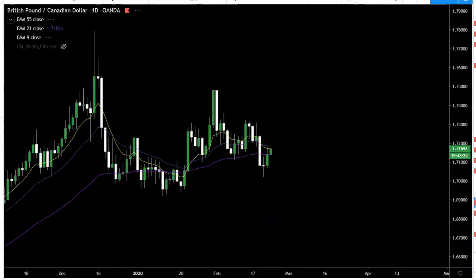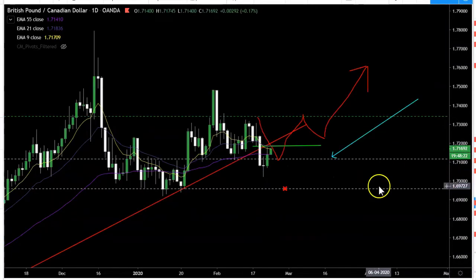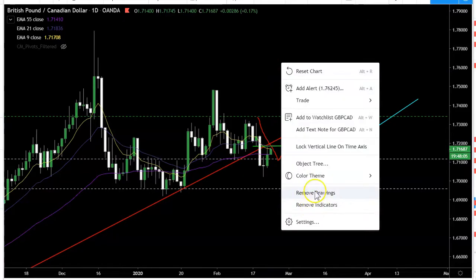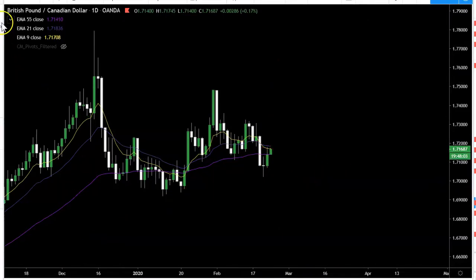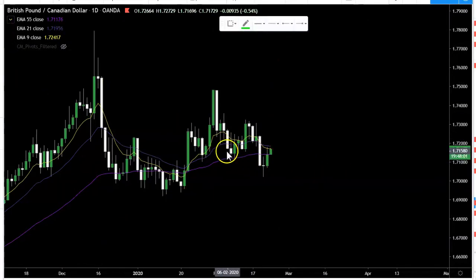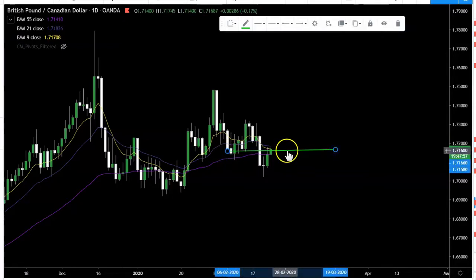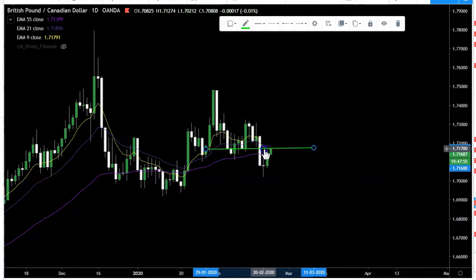Pound Caddy, very similar. Waiting for this bottom. We talked about it last week. Wednesday, it pulled up with indecision candles. Thursday, had a little bit of a move up. And now we're just waiting to see where this goes. If we remove all the drawing tools and start afresh, I'm really interested to see what happens in and around about here.